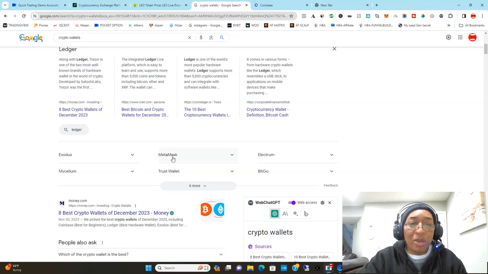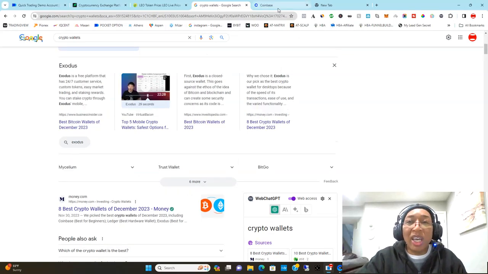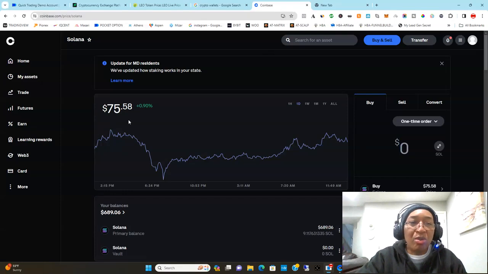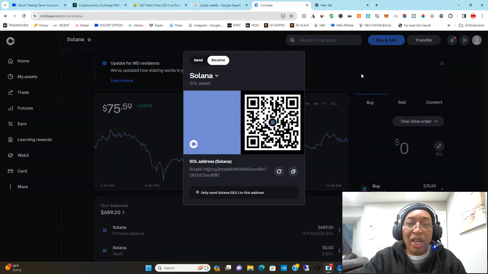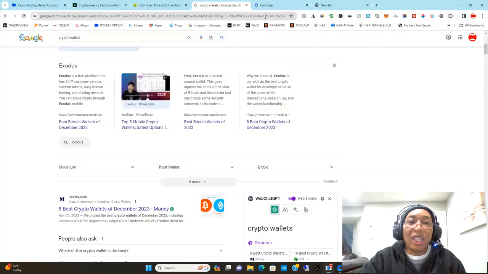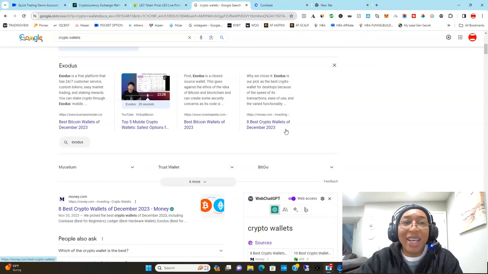So you come to MetaMask, or log on to your Exodus wallet, and you're going to send your Solana to your Coinbase account. Again, you say transfer, and you're going to receive Solana. It tells you here's the address to send it to. So you copy that, take it to your wallet, paste that address into your Exodus wallet or Trust wallet or BitGo, and hit send.